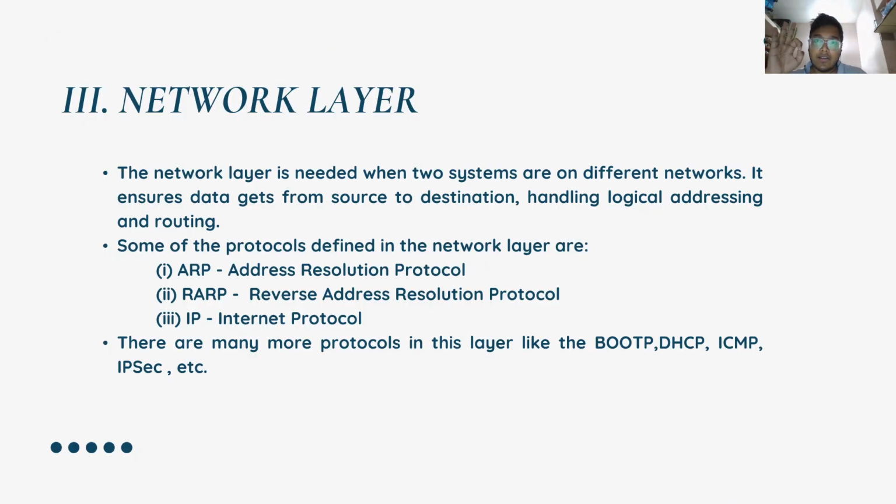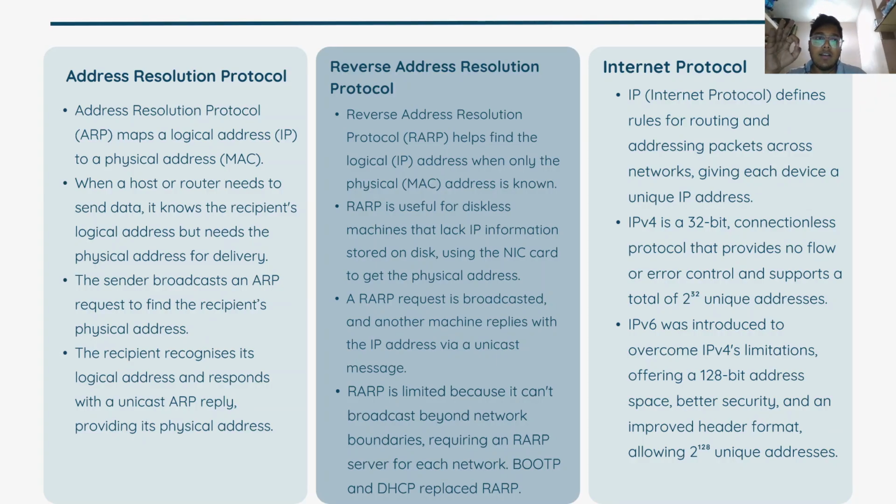When we are talking about the third layer of TCP/IP, it is the network layer. The network layer is needed when two segments are on different networks. It ensures data gets from source to destination, handling logical addressing and routing. Some of the protocols defined in the network layer are ARP, RARP, IP. ARP is Address Resolution Protocol, and RARP is Reverse Address Resolution Protocol. IP is our Internet Protocol, and there are multiple more protocols in this layer like BootP, DHCP, ICMP, IPsec, etc. So the three, ARP, RARP, IP, we'll see in brief.